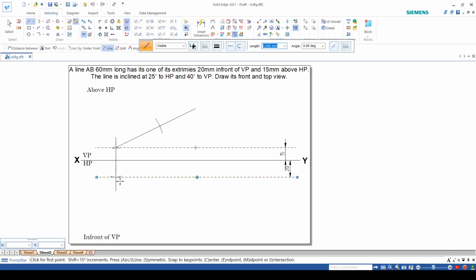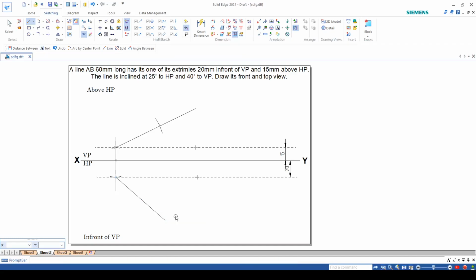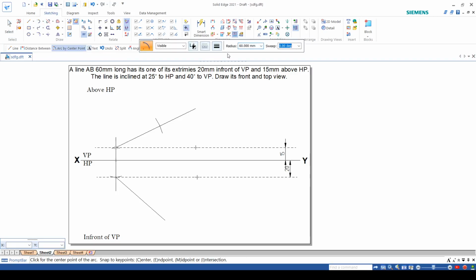From this point, it will be minus 40 degrees. So first draw the line. Now measure the length, it must be 60. So again give the radius 60. Since it's the true length, the length can't be changed.